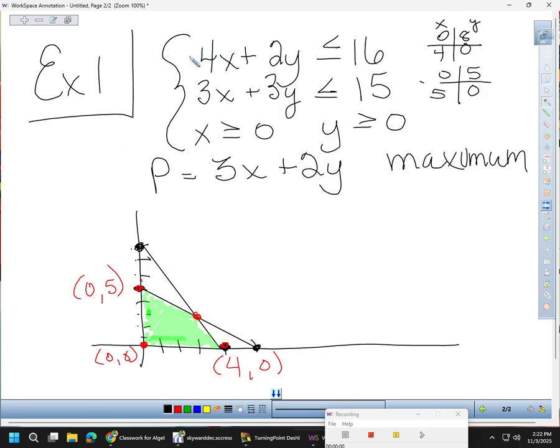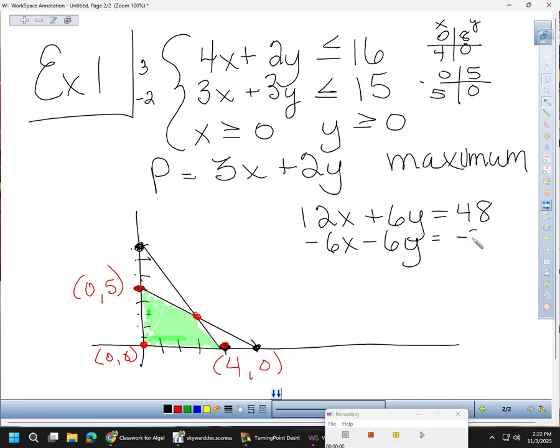So I'm going to multiply my top equation by 3 and my bottom one by -2, right? I'm just doing elimination. 3 times 4x is 12x. 3 times 2y is 6y. I'm just doing equals because I'm just trying to find the point. And 3 times 16 is 48. Second equation. Negative 2 times 3x is negative 6x. Negative 2 times 3y is negative 6y. And negative 2 times 15 is negative 30.